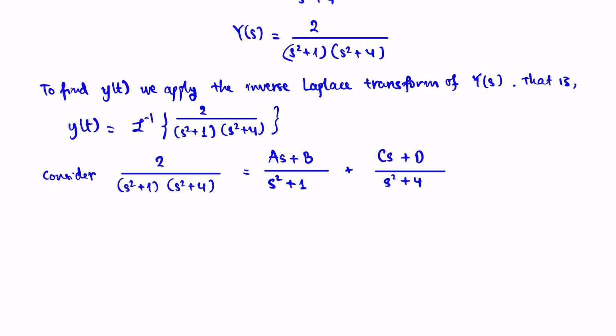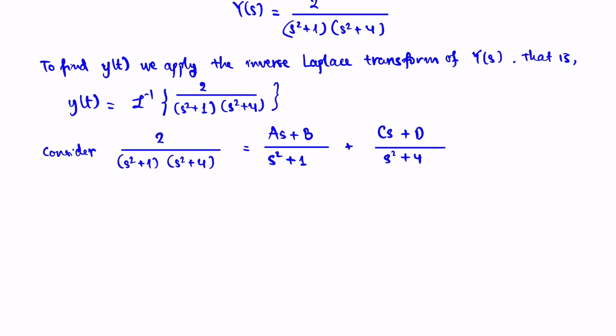Now for this problem, there are 4 numbers that you need to find: capital A, B, C, and D. It's a very similar procedure to the last example. On the right-hand side, you combine the fractions and find the common denominator. Eventually, you're going to get rid of the denominator and just look at the numerator. Then you can find the values of A, B, C, and D that way.